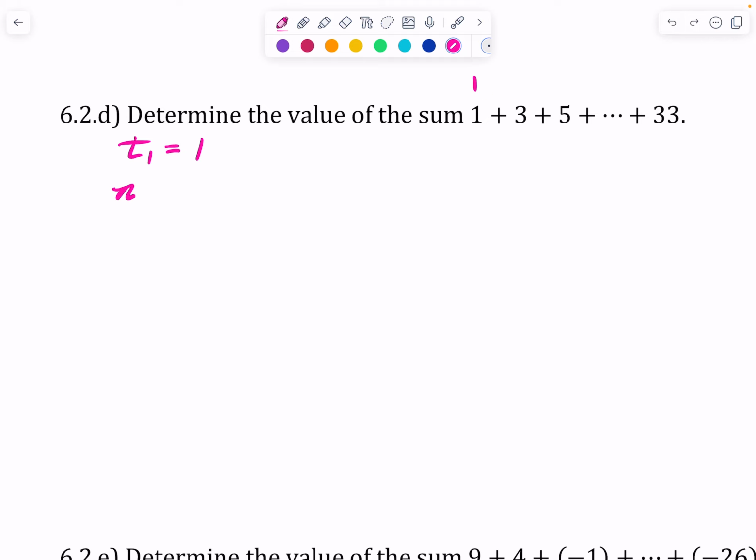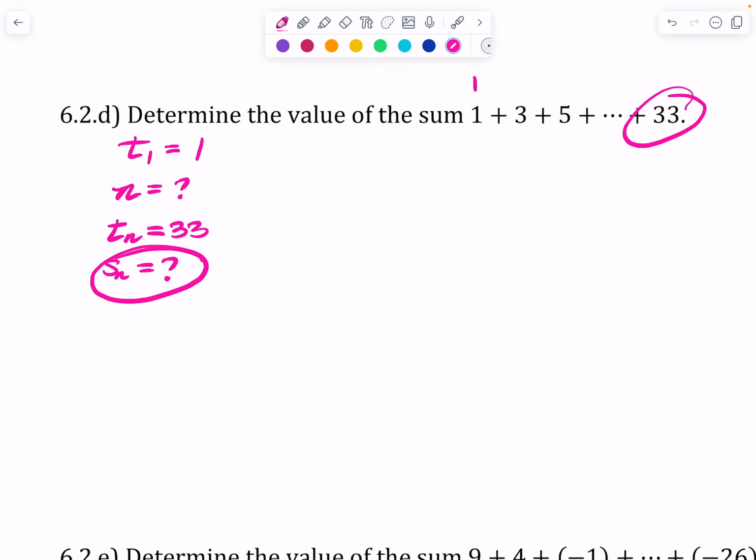I don't have a clue what n is. Got this 33 at the end. Is that the 4th term? Is that the 9th term? Is it the 17th term? The 100th term? The 33rd term? I don't know. We don't have that information. We don't know what n is. But whatever n happens to be, we know that Tn, that nth term, is that 33. And we definitely need to find Sn. That right there, that's our target for this question.